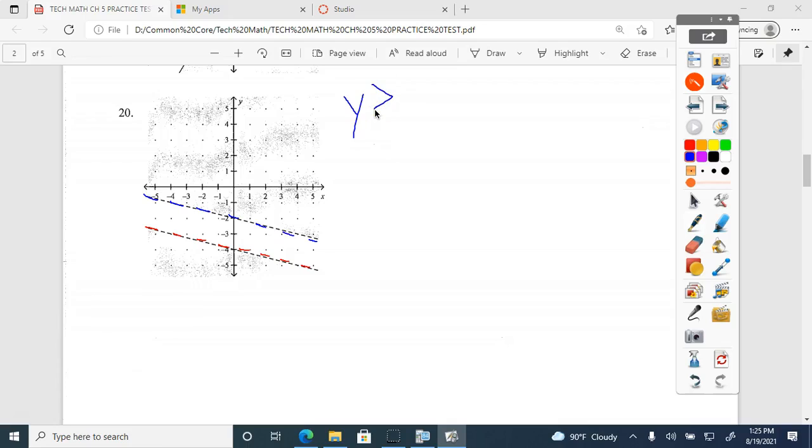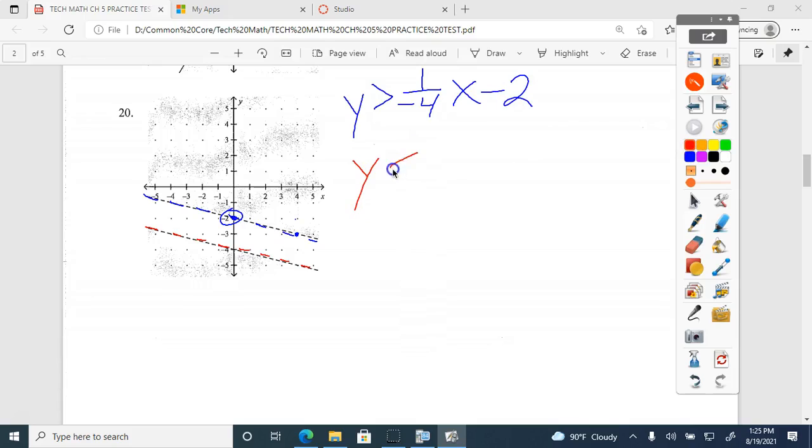Let's see. We got a point there, and we have a point there. So that is up 1, left how far? 4. So up 1, left is negative. I'll be honest, I always just look at which way the line's going. If it's going down, your slope should be negative. And where are we crossing? Negative 2.